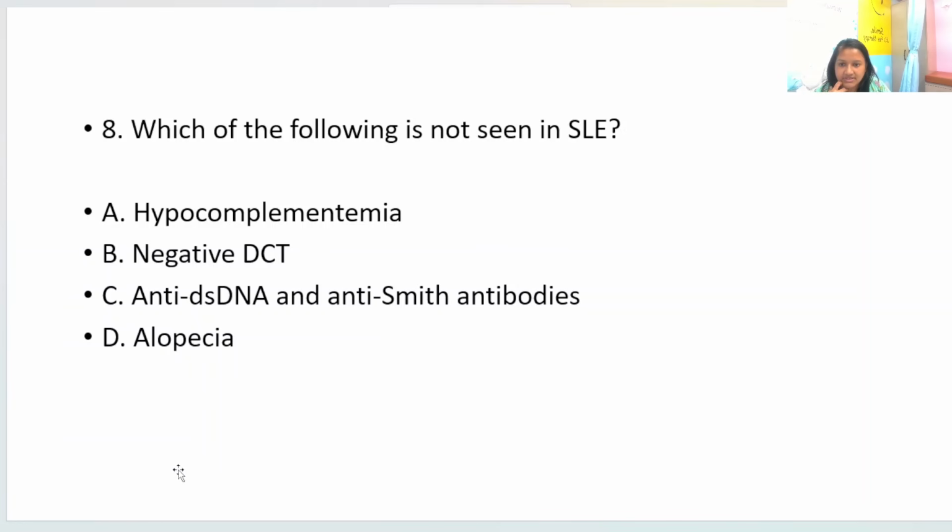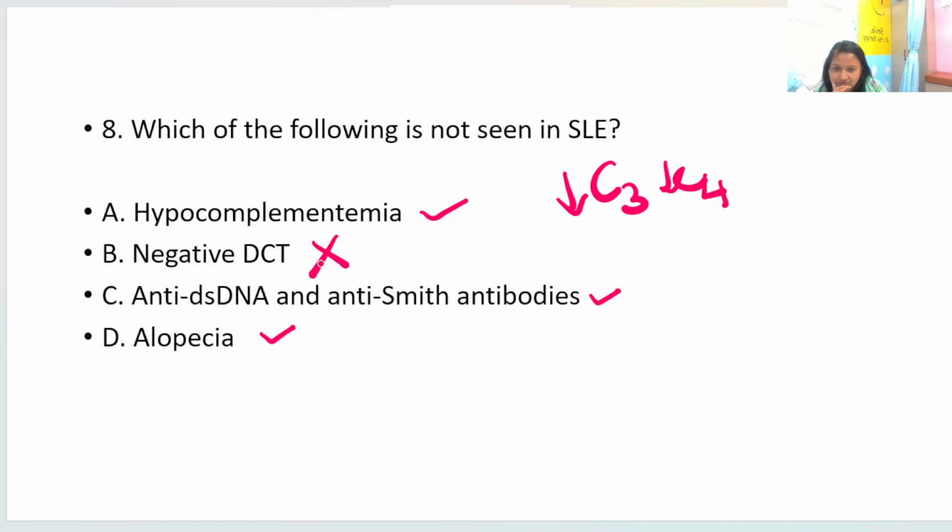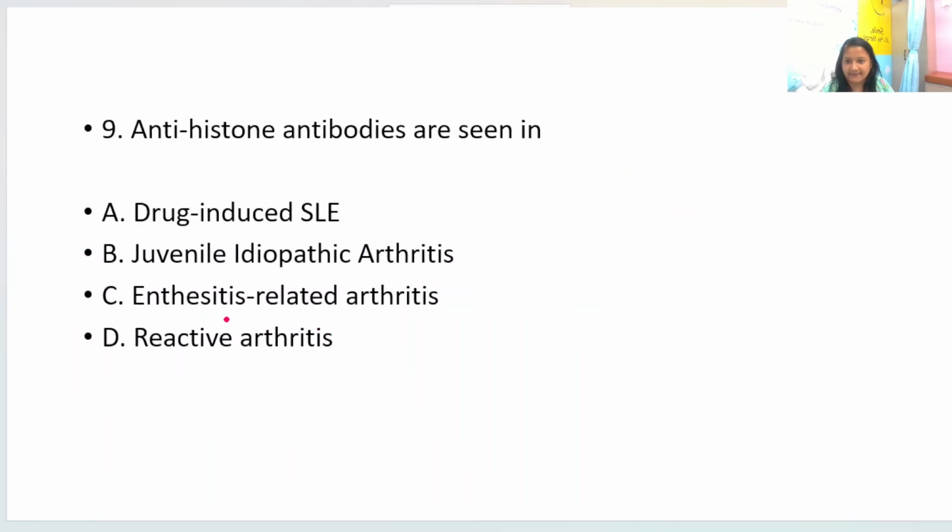Which of the following is not seen in SLE? Hypocomplementemia, negative DCT, anti-dsDNA and anti-Smith antibodies, and alopecia. So we all know that alopecia is seen in SLE. Anti-dsDNA and anti-Smith antibodies, this is also seen in SLE. Hypocomplementemia, yes, it is seen. You see decreased levels of C3 and C4, right? Negative DCT, no, you have a positive DCT in SLE. Okay, so negative DCT is the answer for this question. That's what you don't see in SLE.